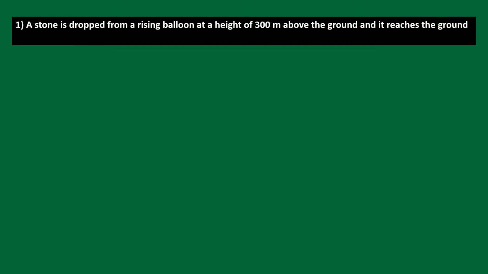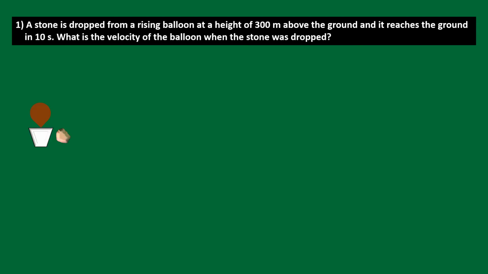A stone is dropped from a rising balloon at a height of 300 meters above the ground and it reaches the ground in 10 seconds. What is the velocity of the balloon when the stone was dropped? See, when the stone and balloon are at a height of 300 meters from the ground, the stone is dropped from the balloon. So during this, what happens?